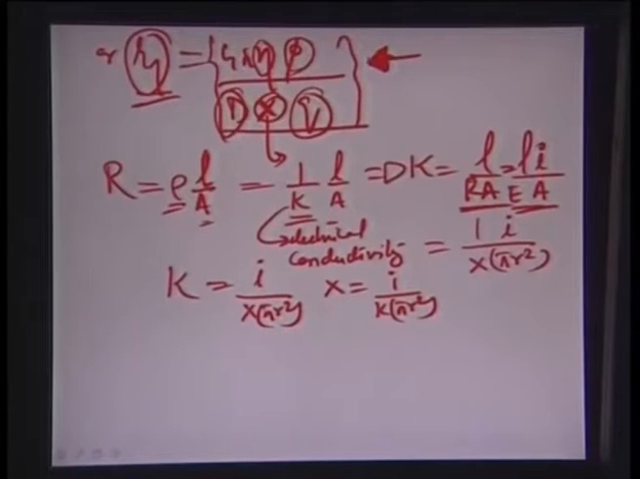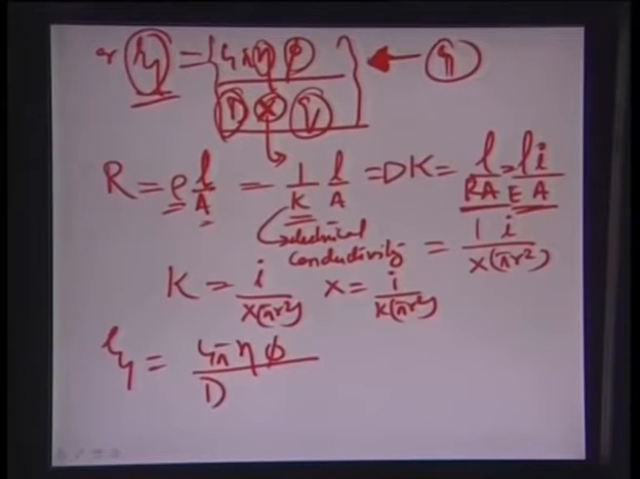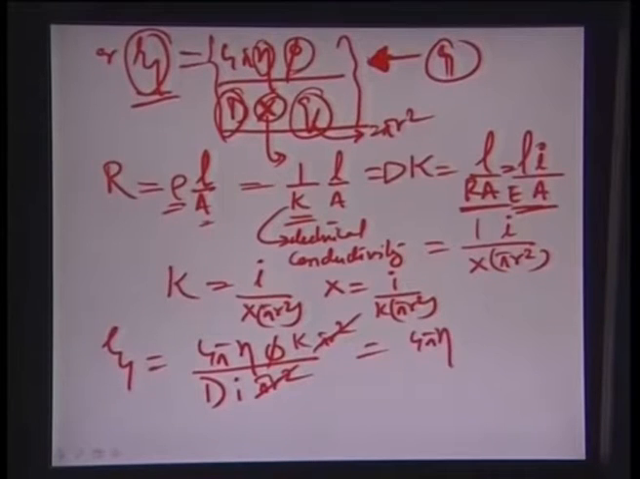I could put this back into equation 4 here, which we derived, and that way zeta can come out to be 4 pi eta phi divided by D times I times Q, which is actually equal to pi R square, as we assumed in this other expression, divided by K times pi R square. Okay, so we modify it a little bit and make this 4 pi eta K phi divided by D times I.